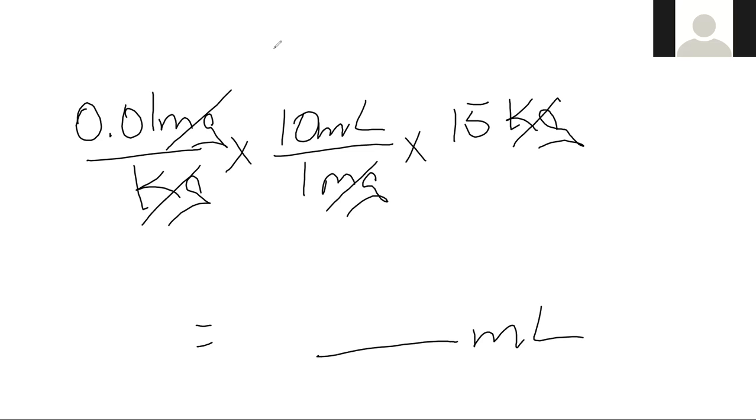So I can't mark out any zeros here, so I just got to do straight math. 0.01 times 10 is going to be 0.1 times 15, and all that's going to be divided by 1. 0.1 times 15 is 1.5 divided by 1, which is still going to be 1.5. So out of my 10 ml pre-filled syringe here, my Abiject, I've got to draw up 1.5, or I've got to push 1.5 milliliters into my pediatric patient who's in cardiac arrest.